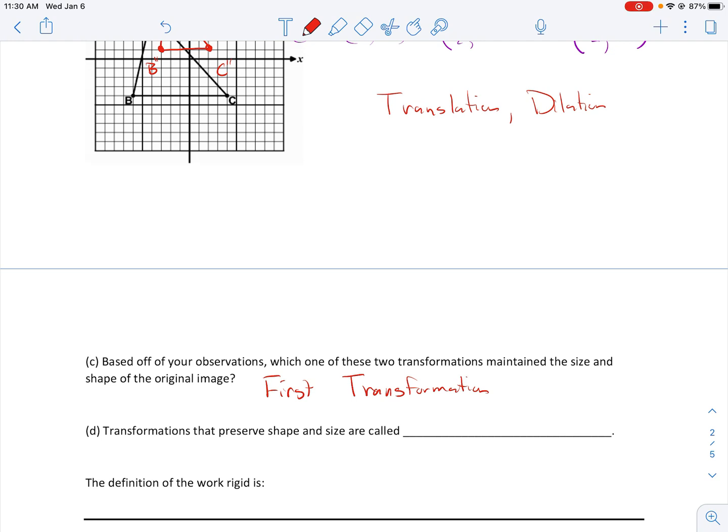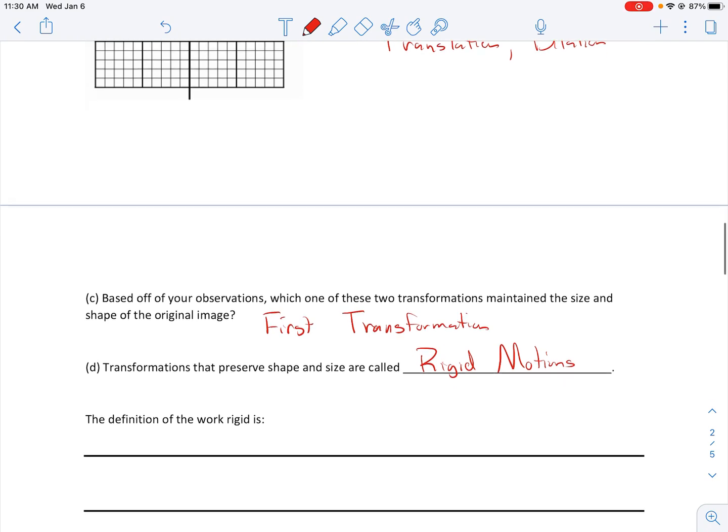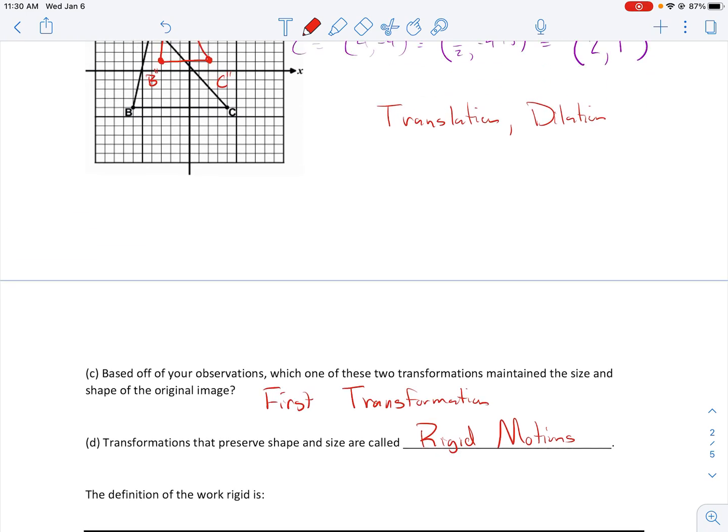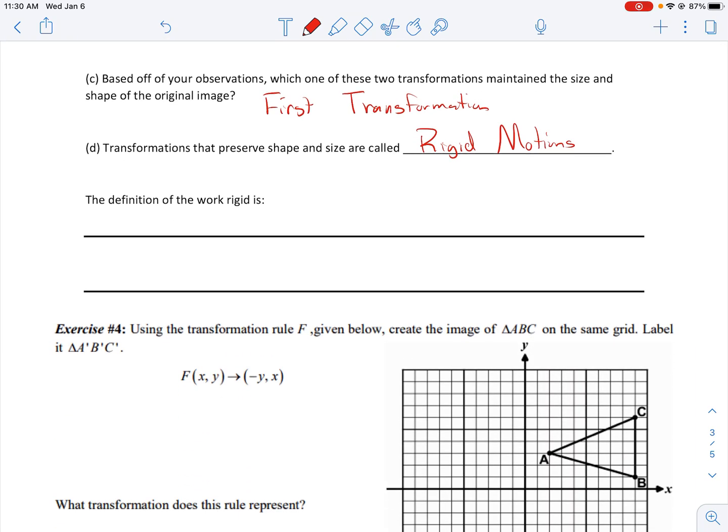Okay? And transformations that preserve shape and size are what we call rigid motions. And so, I guess I forgot to do this. So let's talk about the definition of a rigid motion. What does that mean? So, Google search here. Let's see what that means. So, definition of rigid. Okay, this is coming right from Google Dictionary.